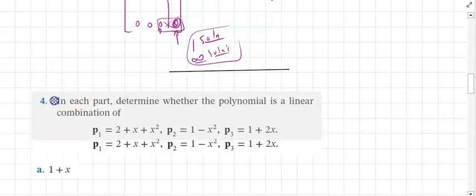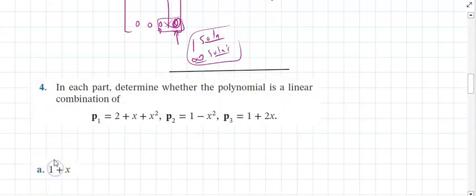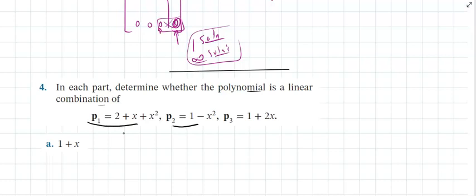Alright, now we're going to move to the next idea, and let's see how this works. Again, linear combination is a big deal. This book takes it fully in depth, which is really good. Normally they just talk about it theoretically. Let's see if this works. In each part, determine whether the polynomial is a linear combination of P1, P2, P3. Okay, well, let's see how this works.